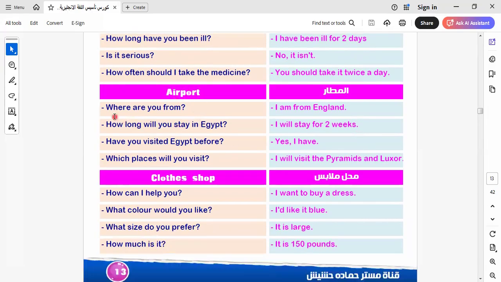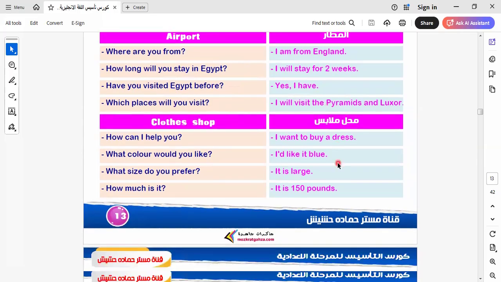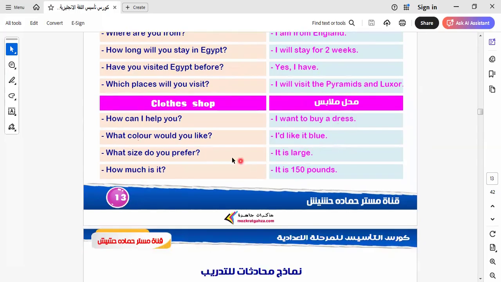At the airport, let's see. Where are you from? How long will you stay in Egypt? Have you visited Egypt before? Which places will you visit? I'm from England. As we know from the last class, here I ask about the place. How long means I ask the period of time that I stay in Egypt. I will stay 2 weeks. Have you visited Egypt before? Yes, I have. Which places will you visit? Some say pyramids and Luxor, some say the Egyptian museum. Write the places that we want to visit.